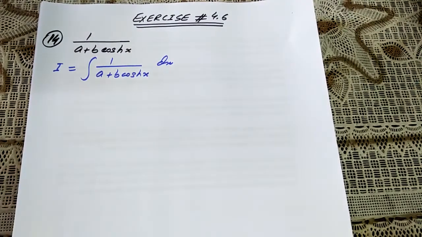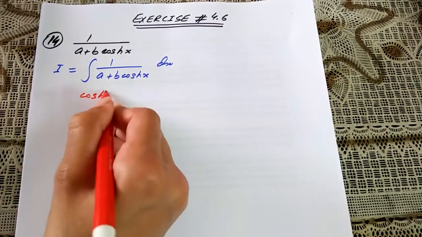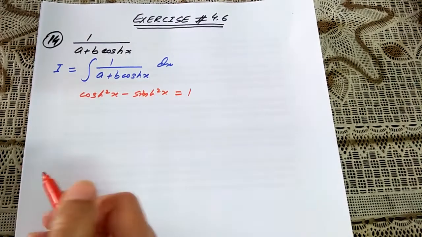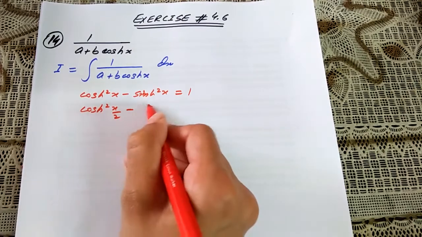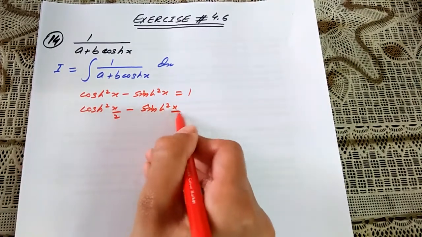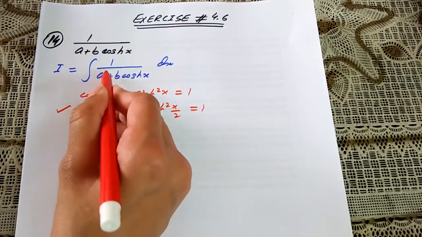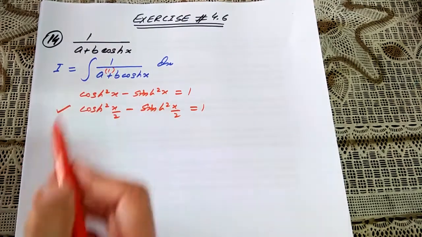Now we need to use some identities here. We know that cosh squared of x minus sinh squared of x is equal to 1. So we can also write it like cosh squared of x by 2 minus sinh squared of x by 2 is equal to 1. I am using this identity here with this a. We know that a can be written as a into 1. So I will use this identity here.